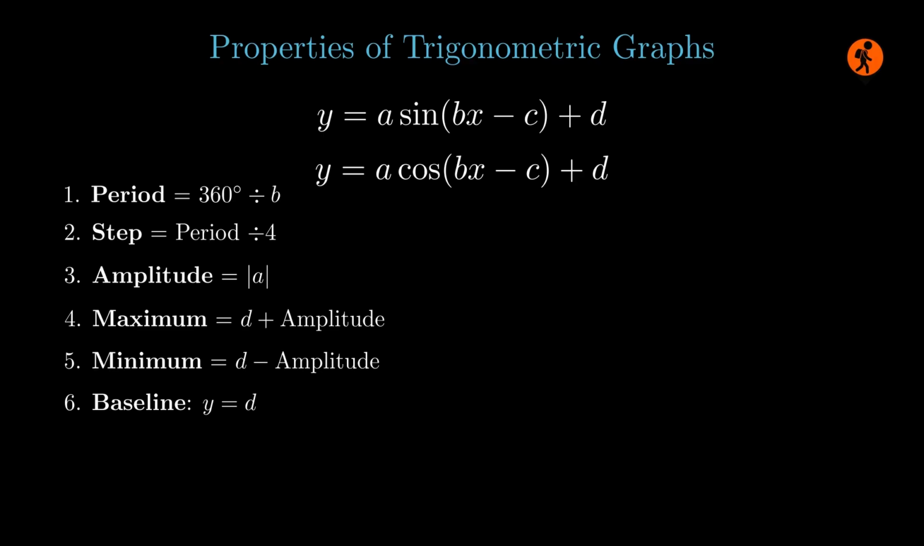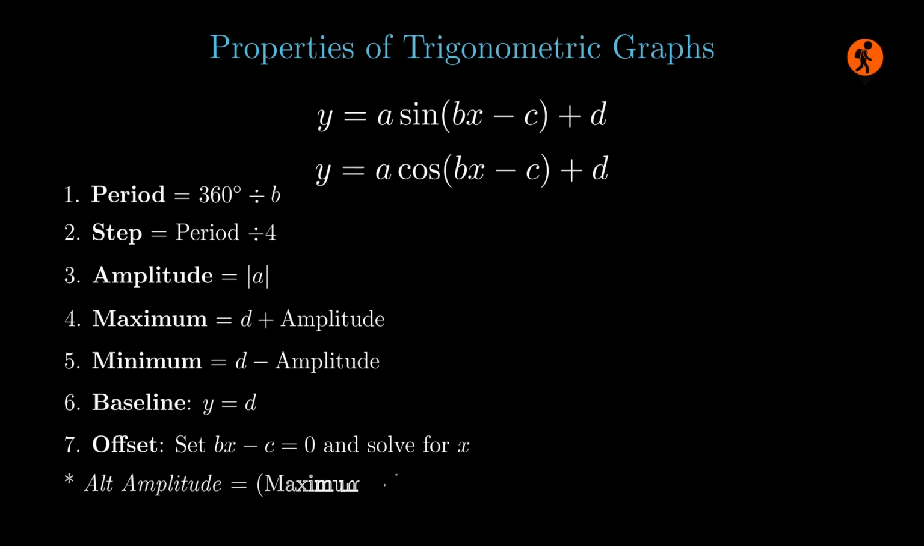The horizontal offset is where our standard pattern starts. To find it, take the inside of the parenthesis, set bx minus c equal to 0, and solve for x. Finally, as a handy check, you can also calculate the amplitude by taking the maximum, subtracting the minimum, and dividing the whole thing by 2. Remembering these when dealing with trigonometric graphs will make your life so much easier, trust me.